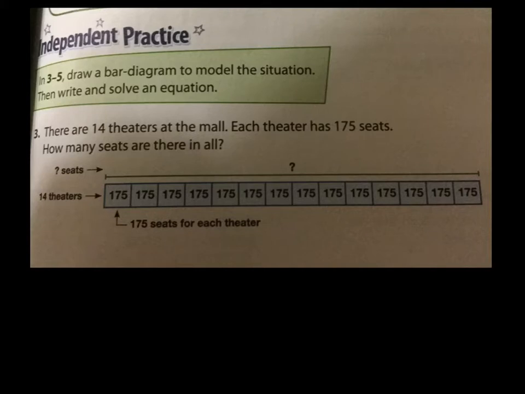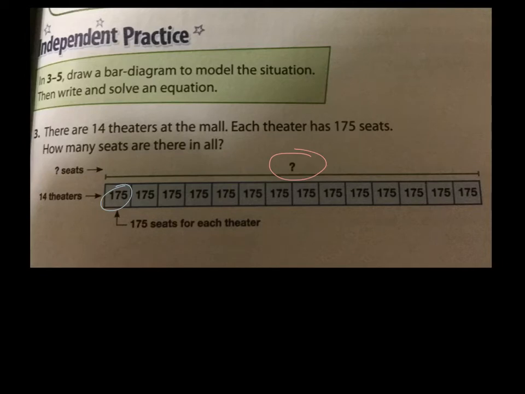There are 14 theaters at the mall. Each theater has 175 seats. How many seats are there in all? Well, they have already drawn a picture for you. The question mark at the top represents the number of seats altogether. Each box represents one theater. In that box, or in that theater, there are 175 seats.